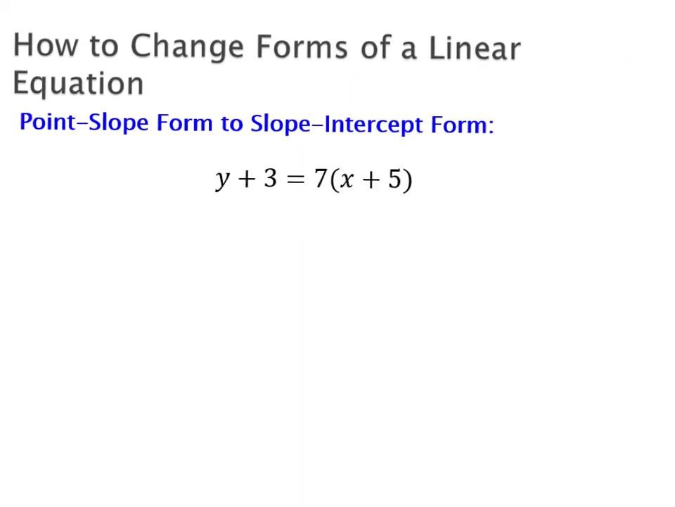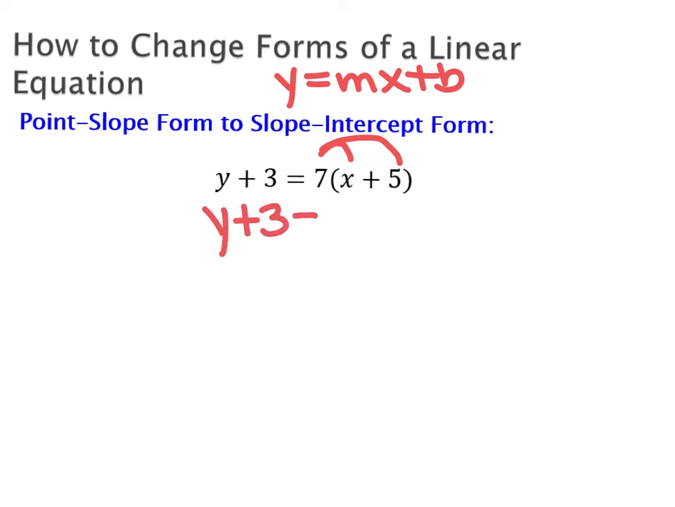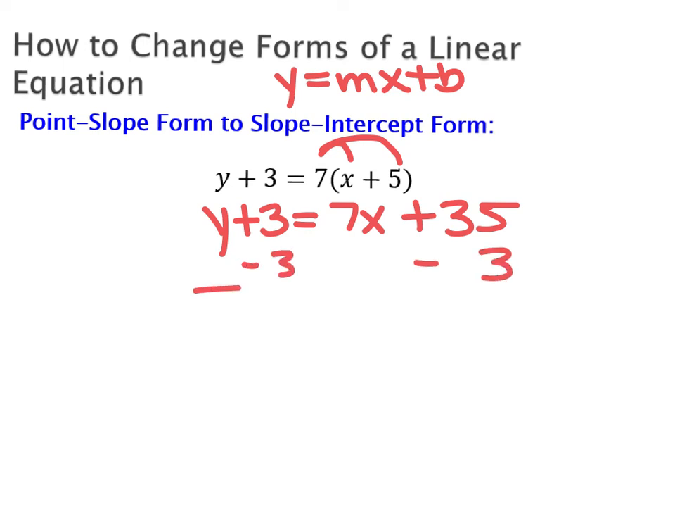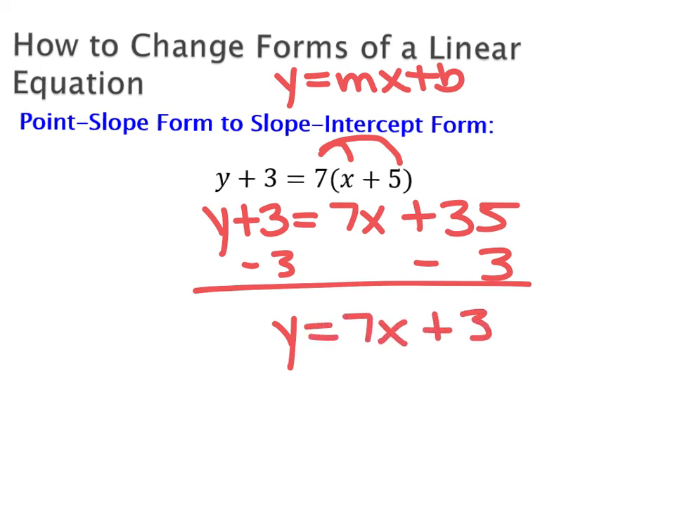Now, if we're given an equation in point-slope form and we want to change it to slope-intercept, that means we're changing into that y equals mx plus b form. So we want to solve to get y by itself. The first thing is you're going to distribute your 7 to both terms. So you'll have y plus 3 equals 7x plus 35. Then to finish solving to get y by itself, you would subtract 3 from both sides. So you'll have y equals 7x plus 32. And that's your final answer.